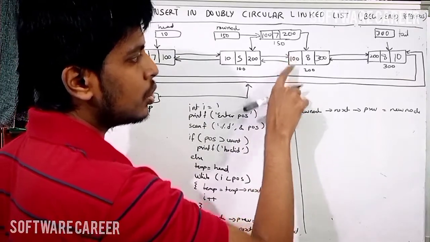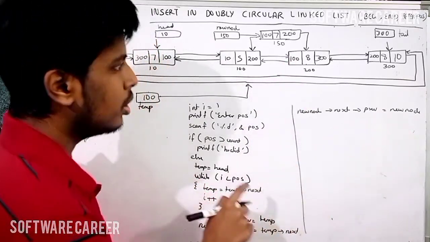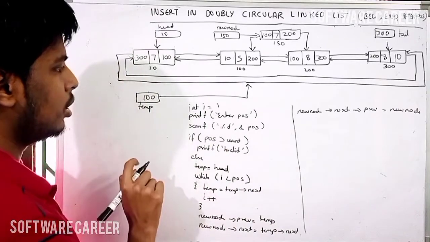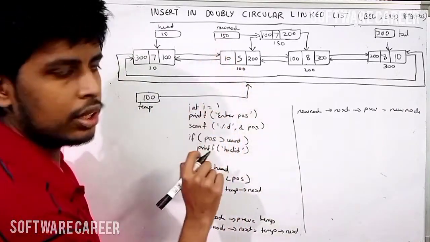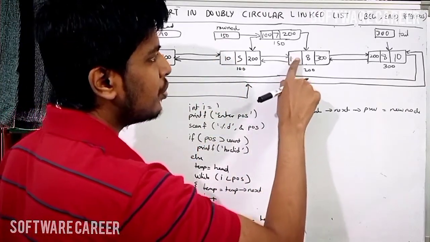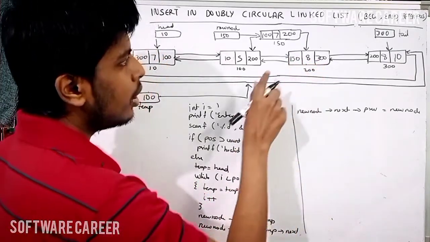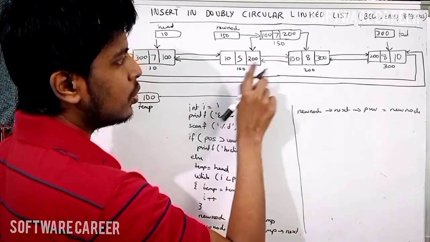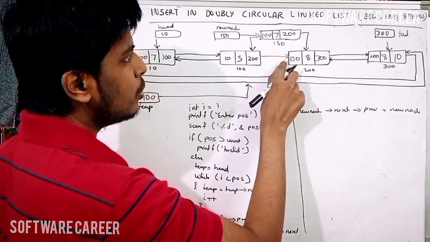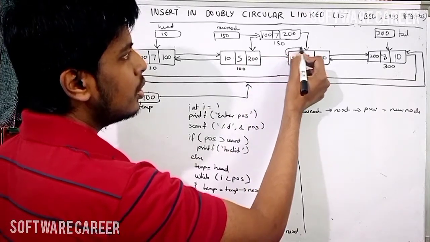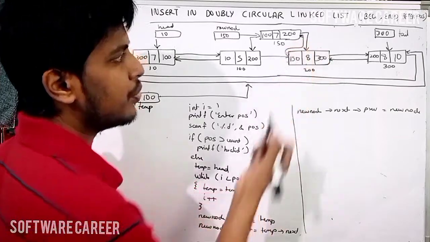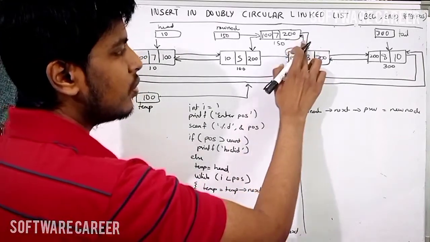In this pointer I should store the address of the new node. New node is 100. No, sorry, new node is 150. So I'm storing 150 here. So see, now this pointer is not pointing to this node anymore. This pointer is pointing to this node having address 150. Now see, you have created one double link.